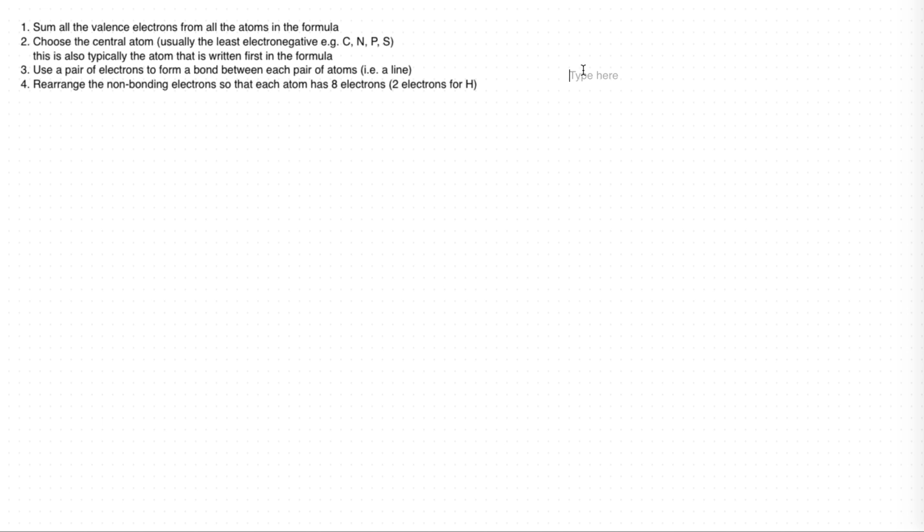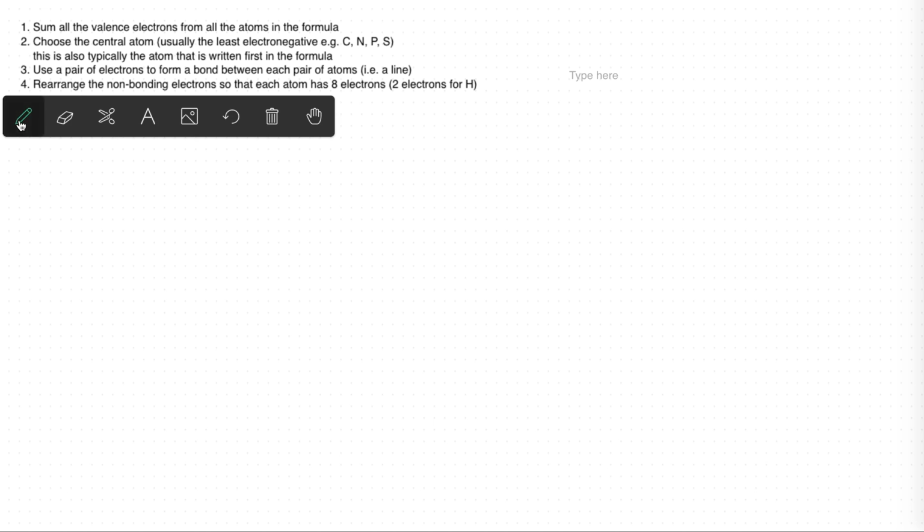So remember, a line indicates a bond. These are shared electrons. A pair of dots indicates lone pairs. These are unshared electrons. All right.